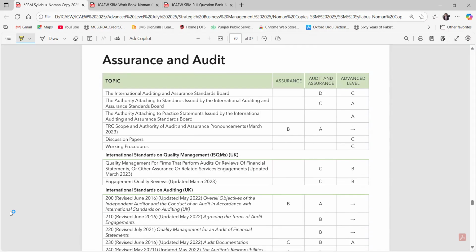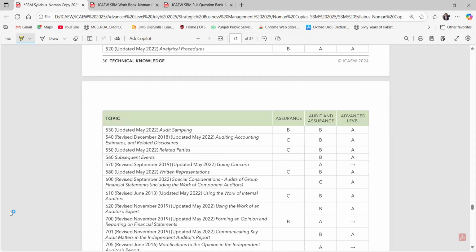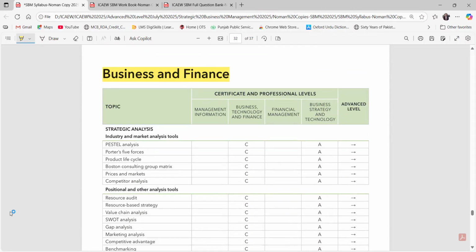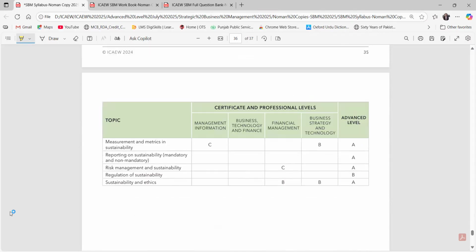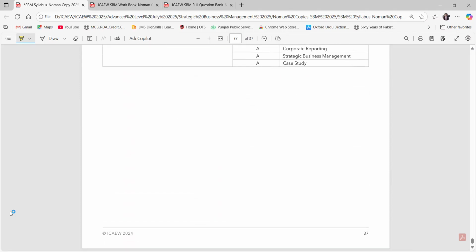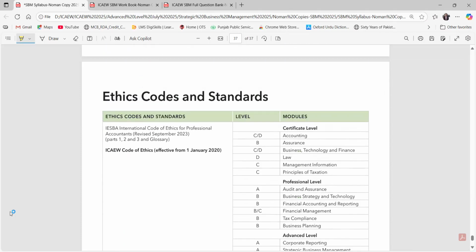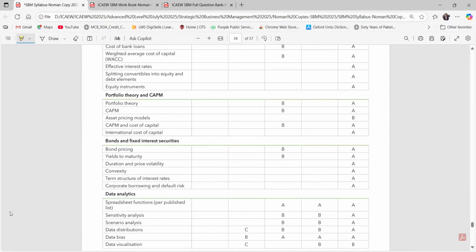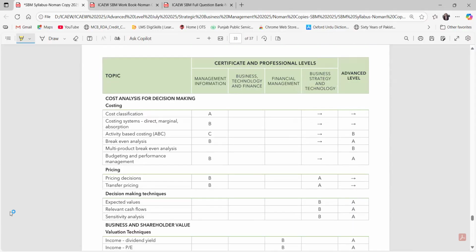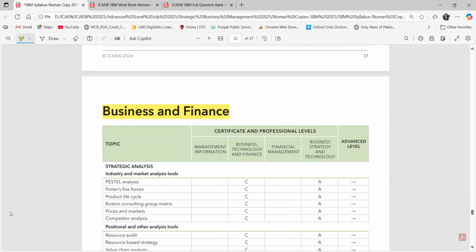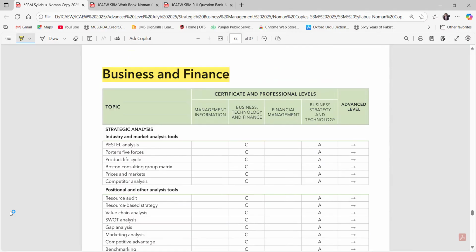Assurance and audit: I will not be spending much time on assurance and audit. The reason is that assurance and audit, the reporting side and ethics have been discussed in our corporate reporting orientation. So that's why I would not be spending time on them. For audit and reporting, I would request you to please look at our session for corporate reporting. At this moment, we will be focusing on just the business and finance sections only.